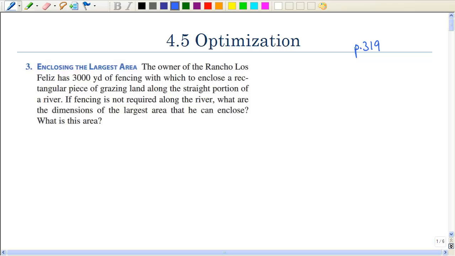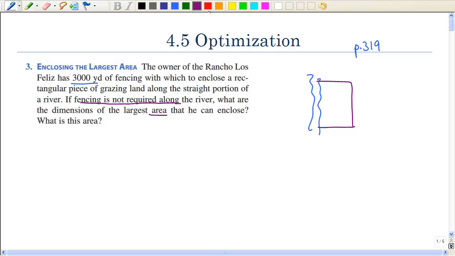We have an owner of a ranch who has 3,000 yards of fencing to enclose a rectangular piece of grazing land along a river. All right, so I've got my river, and I want to put fence around it, but I don't want to put fence along the river. Fencing is not required along the river. What are the dimensions of the largest area?